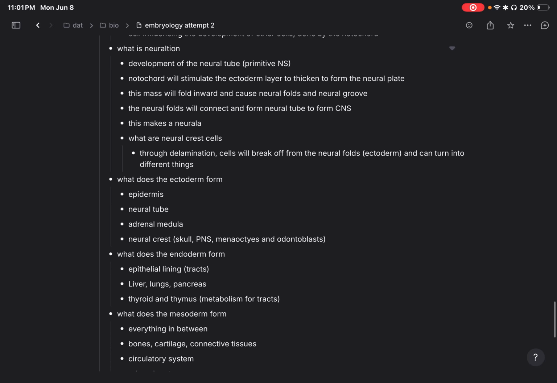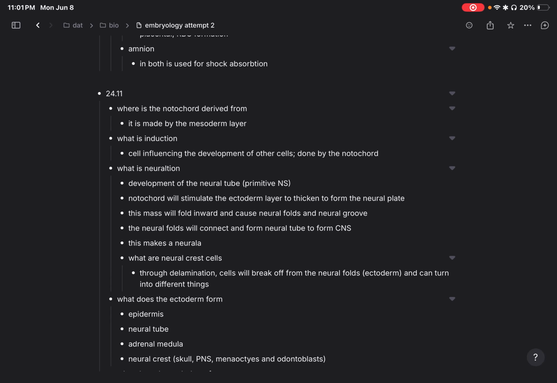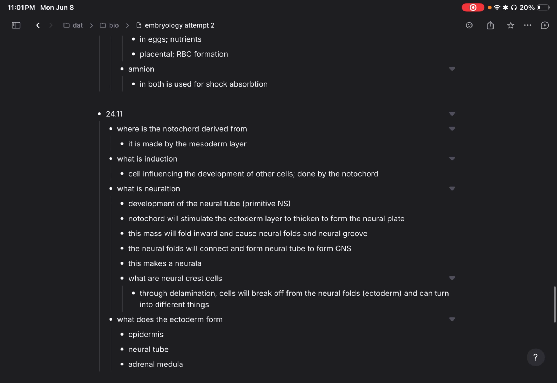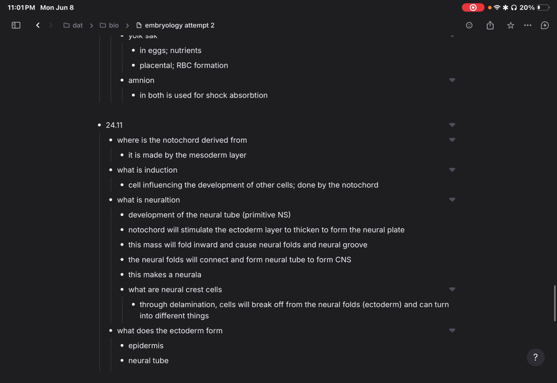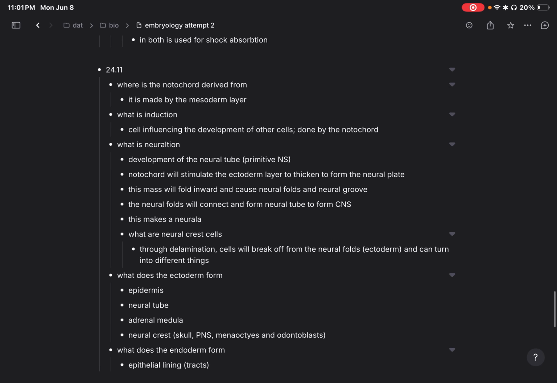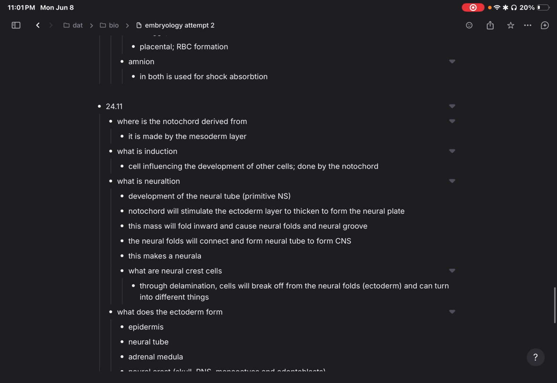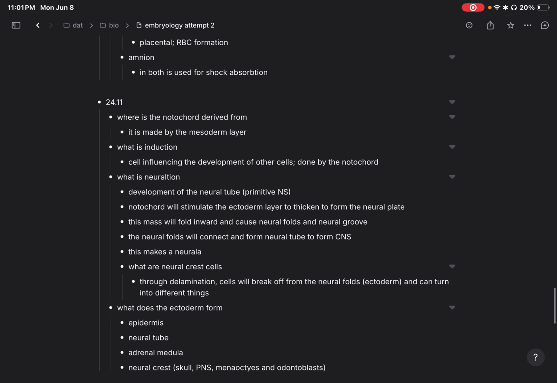Okay, so now the nodal, oh my god. This is the complicated part. We're in the organogenesis neurulation area. The notochord is derived from the mesoderm layer. So what is induction? It's when one cell will influence other cells to develop, and this is done by the notochord to develop other things like the neural tube.